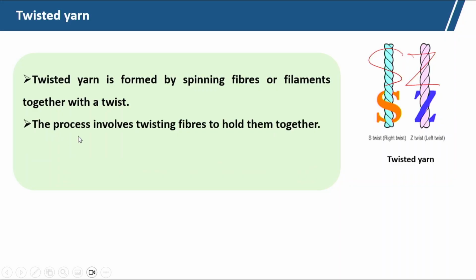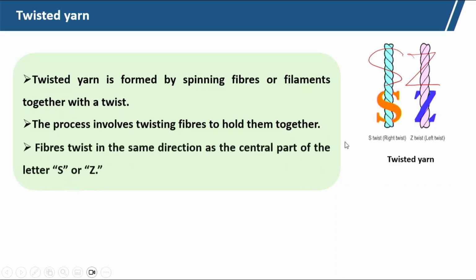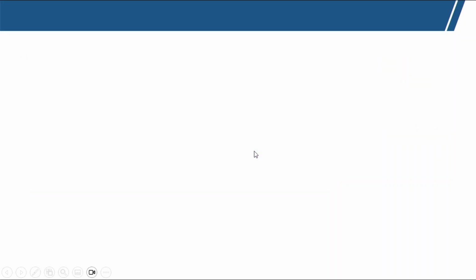So, the process involves twisting fibers to hold them together. It may be a staple fiber or maybe filaments. So, fibers are twisted in the same direction as the central part of the letter S or Z.